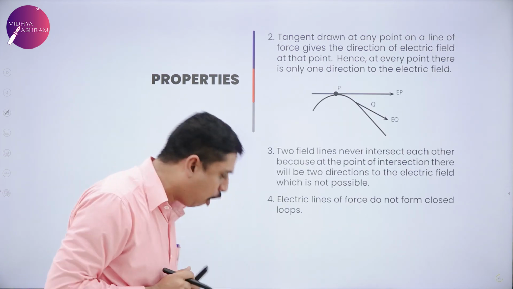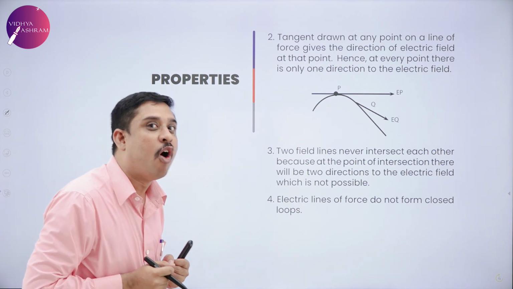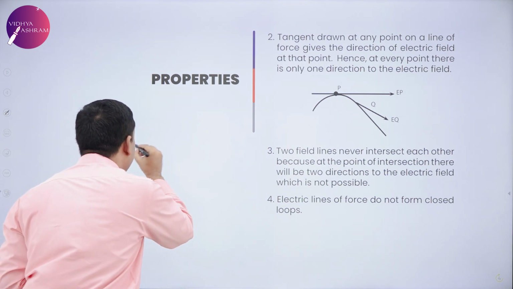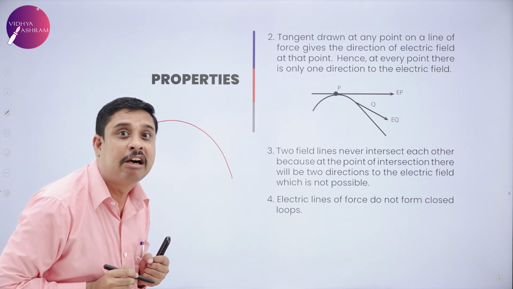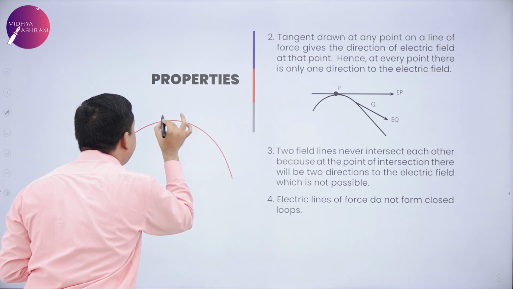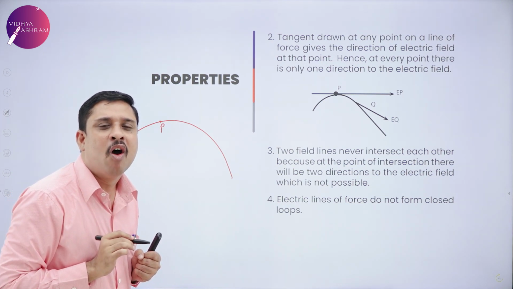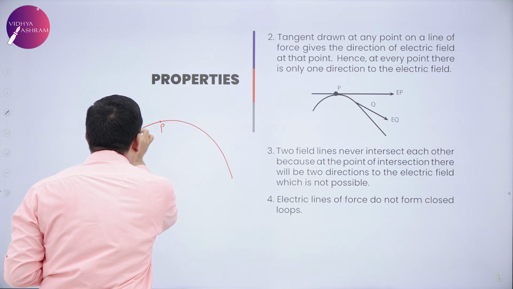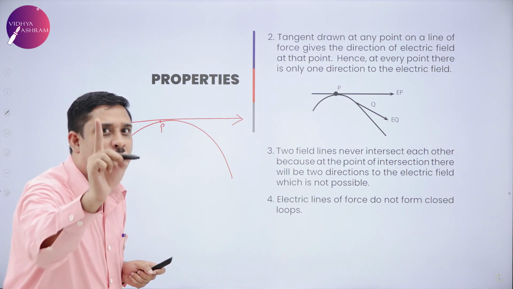The second one, very important. My dear students, I told you an electric field line, the so-called line of force, can either be a curve or a straight line. So I consider a field line in the form of a curve. I consider a point P on this field line, some point P on the electric line of force, and I draw a tangent passing through this point.